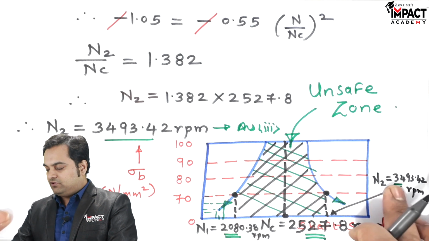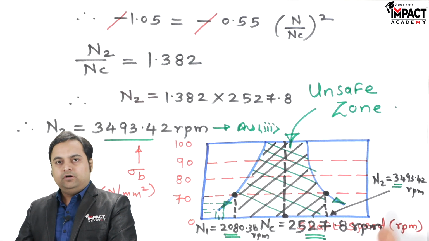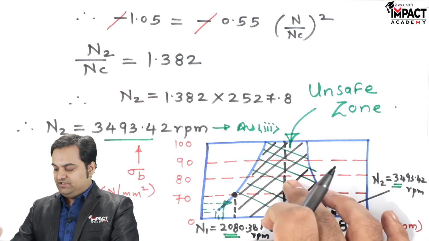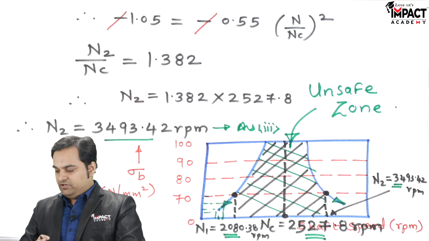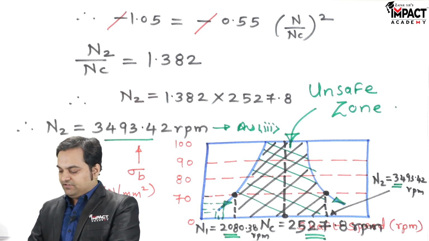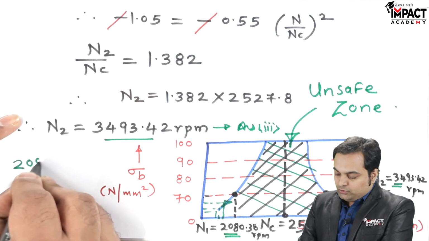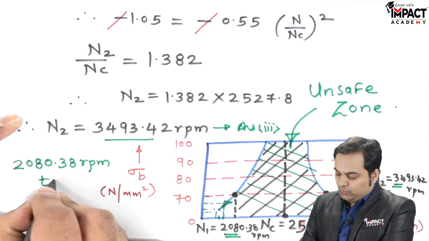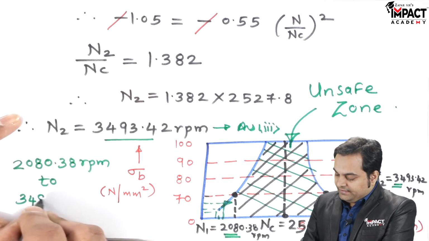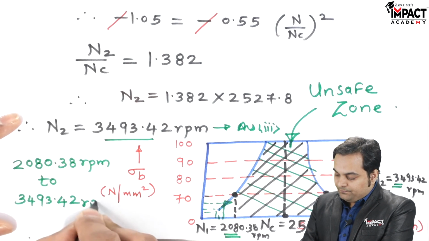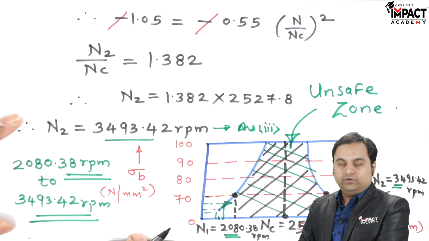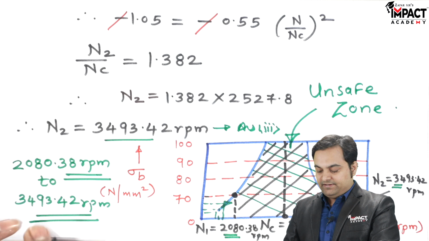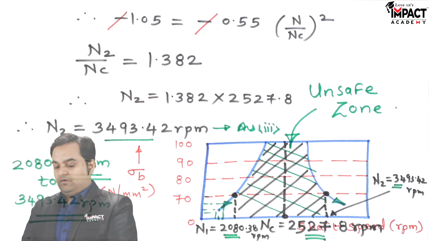Similarly, at a speed of 3493.42 rpm or greater would be applicable for this shaft. Means we cannot operate in this region. So this is the next answer, because we have to find out the speed range which is not safe. So we can say that the speed range anywhere between 2080.38 rpm to 3493.42 rpm is the unsafe zone. The shaft cannot be operated in this region. Anywhere below 2080 and greater than 3493 rpm would be fine.